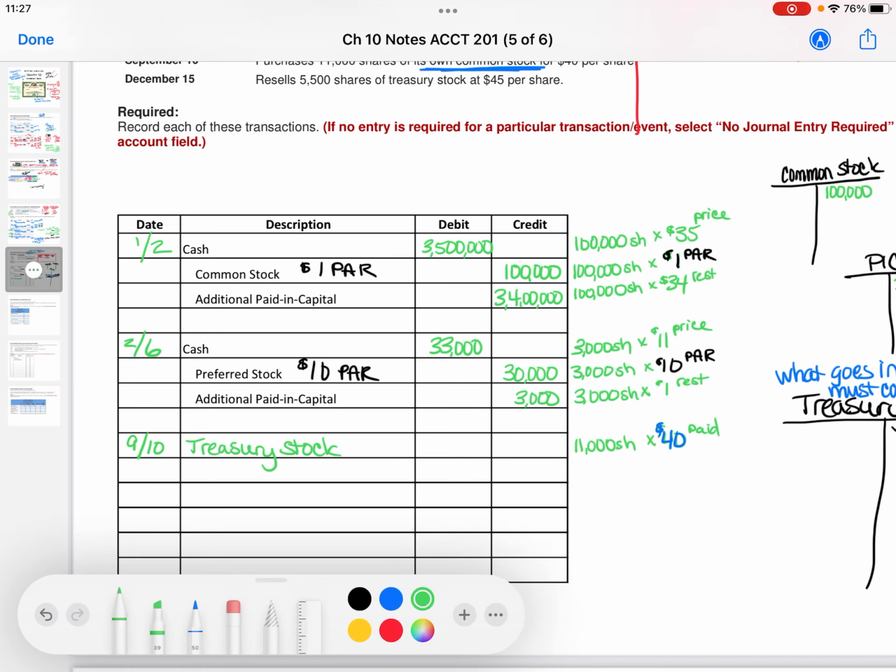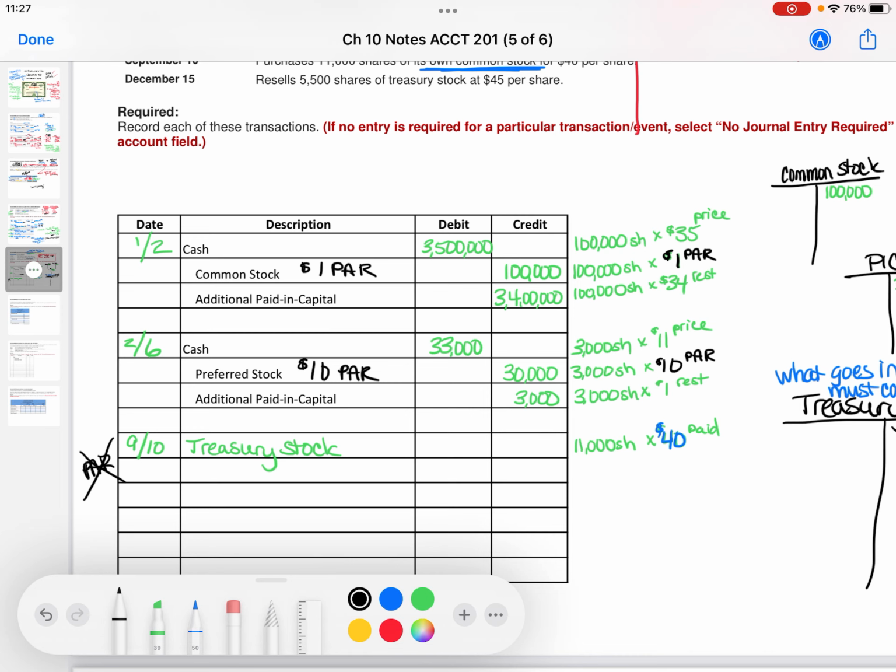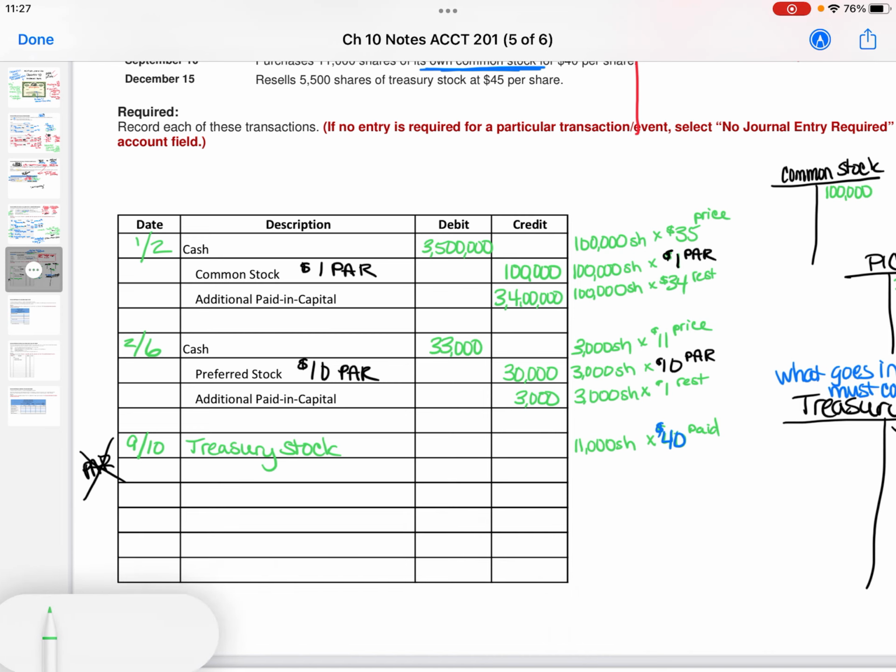Now, I did not deal with par. When it comes to treasury stock transactions, I don't worry about par at all. So par is not my focus. Instead, my focus becomes what goes in must come out, right? So the amount, when you multiply it, is $440,000. And of course, we're buying the stock, right? So it's credit to cash. So cash is going down.